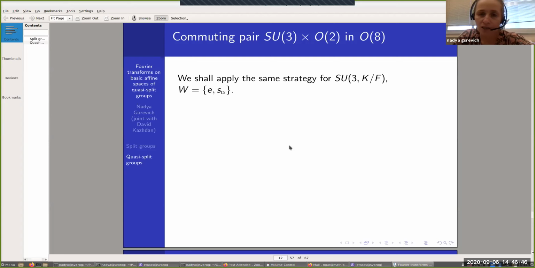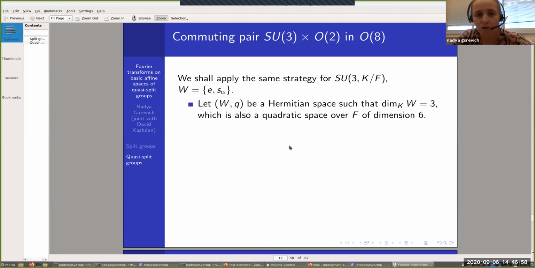In this case, the group SU3, of course, has behind it some quadratic extension. The Weil group contains two elements, so we just must find one operator. So in this case, we start with a Hermitian space of dimension 3 over K, composing the Hermitian form with the trace. It can also be considered as a quadratic space over F of dimension 6.